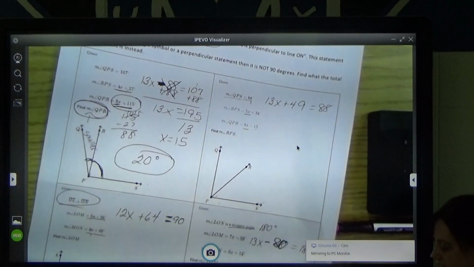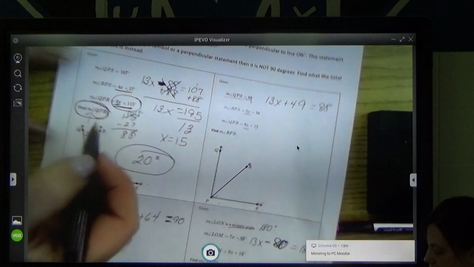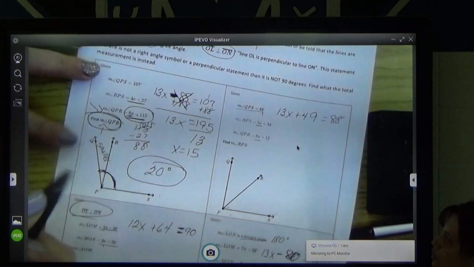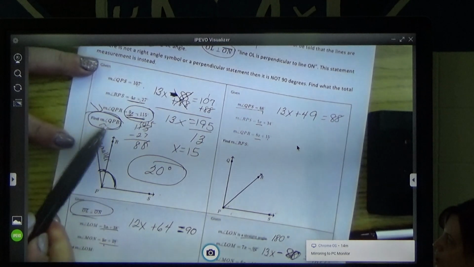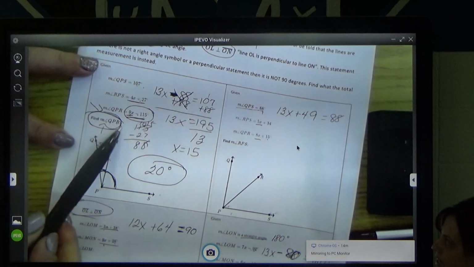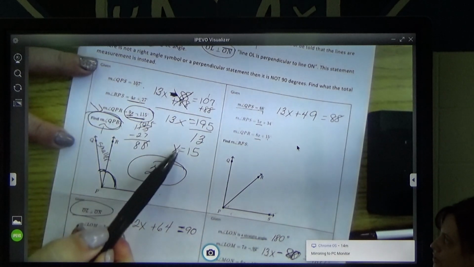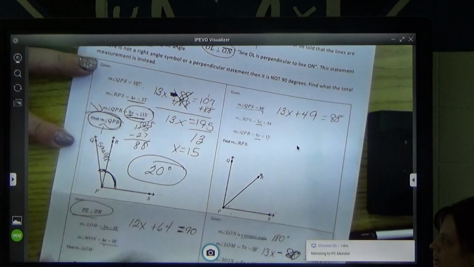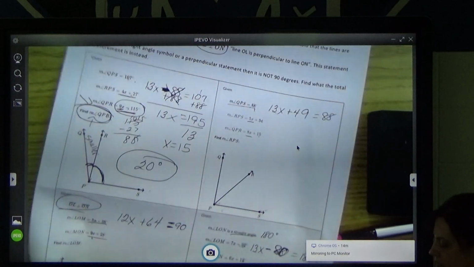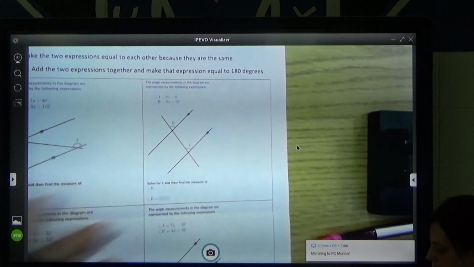Okay? So the tricky part to these is just making sure that you pay attention to what your grand total is, and that you know what angle you're actually going to find at the end. You're going to use your value of x in the expression that they ask you for to find your final answer.